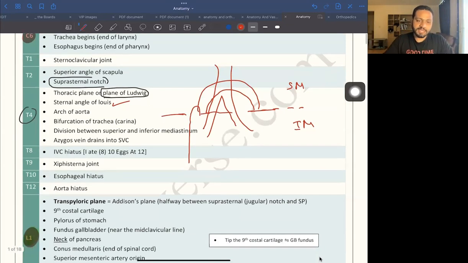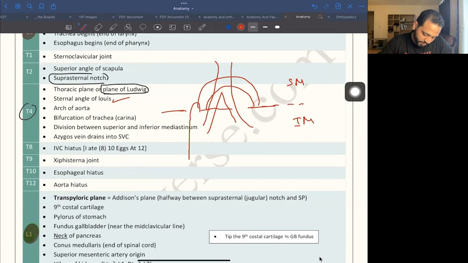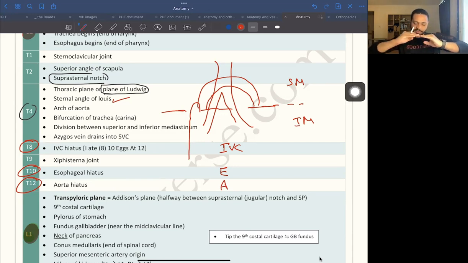Okay, so at T8 level, actually this is quite important as well. So T8, T10, and T12. You have the inferior vena cava at T8, number two is the esophagus at T10, and the aorta is at T12. Okay, the aorta is at T12. So it's from the back to the front. So the aorta first, and then the esophagus is a little bit higher, and then the inferior vena cava is at the highest point of the diaphragm. Because your diaphragm is not very flat, it's going this way. So it's going from the front to the back. So it's a little bit higher, and then to the back it starts to go down.